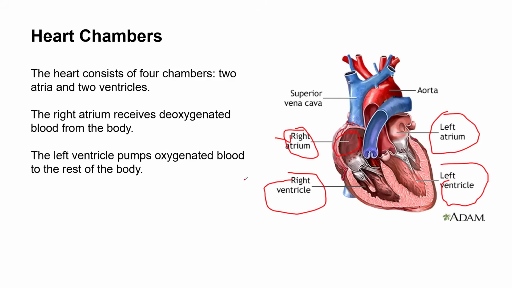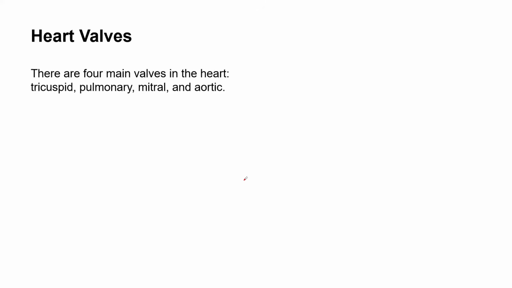So then the next thing after the heart chambers is the heart valves. There are four main valves in the heart, and we shouldn't forget about them. We have the tricuspid, the pulmonary, the mitral, and the aortic. These are the four valves of the heart.